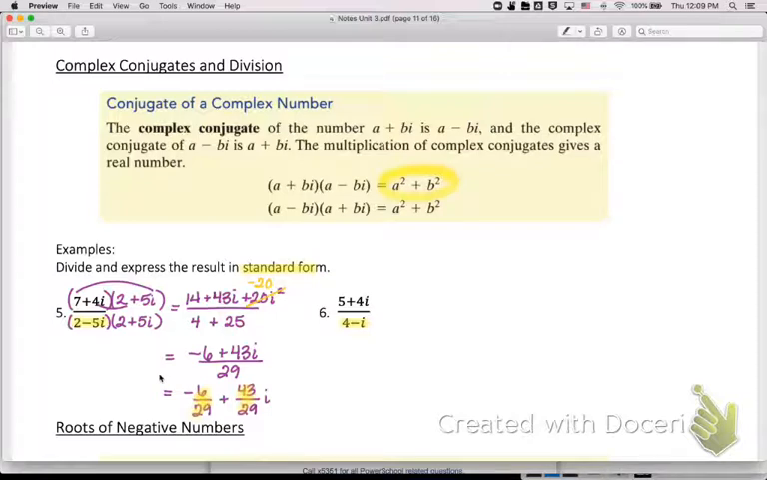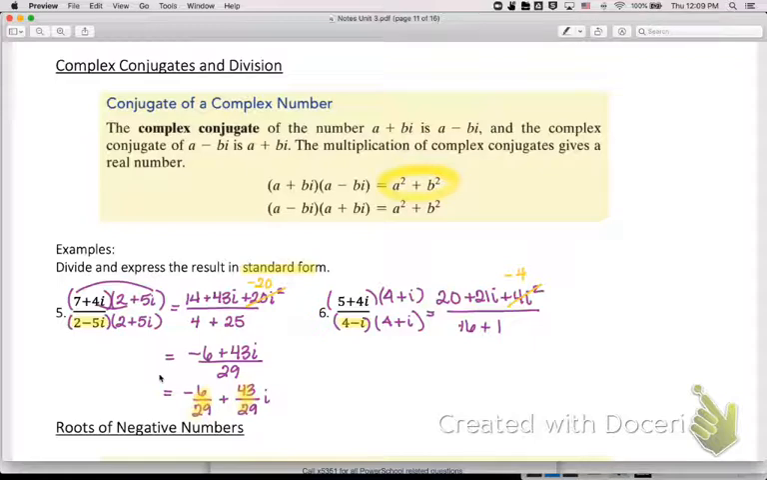All right, so again, we're going to multiply top and bottom by 4 plus i over 4 plus i. When we do that, our denominator is going to be 4 squared plus 1 squared, because that's the coefficient of i. So that's going to be 16 plus 1. And in the numerator, when you FOIL, you should get 20 plus 21i plus 4i squared. Knowing what we know about 4i squared, we know that's negative 4.